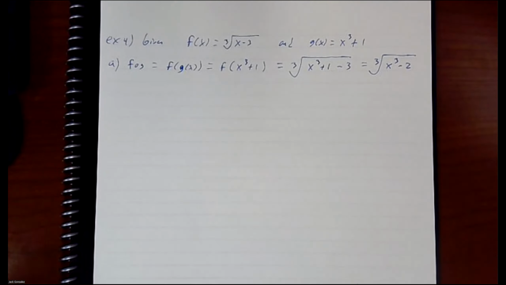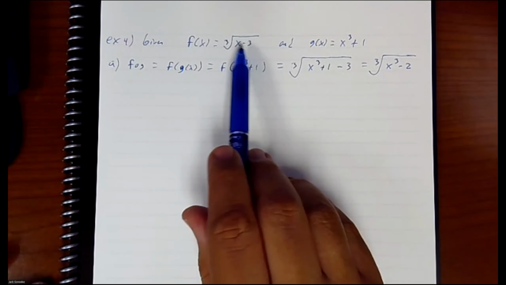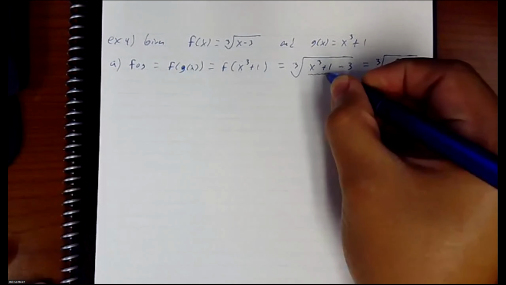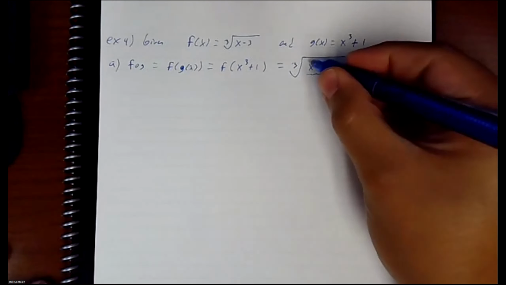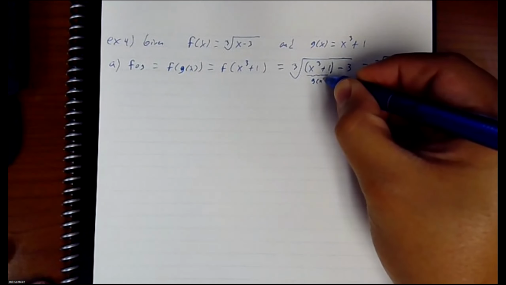And where did you get the -3? That's part of this f function, right? X minus 3. This x is replaced with the g. So right here, this is what I input. You could put it in parentheses so it's more obvious. That's the g.